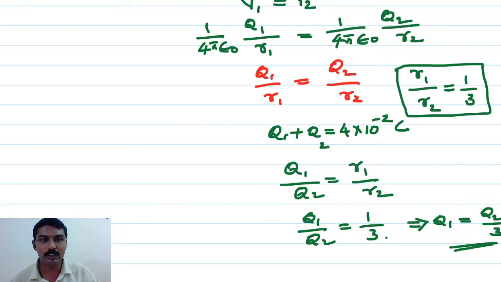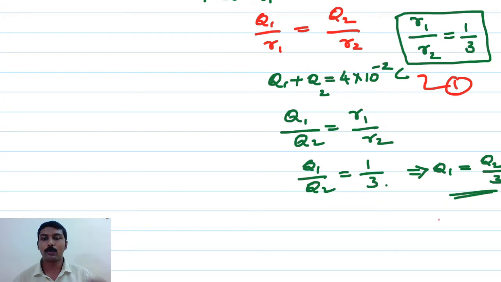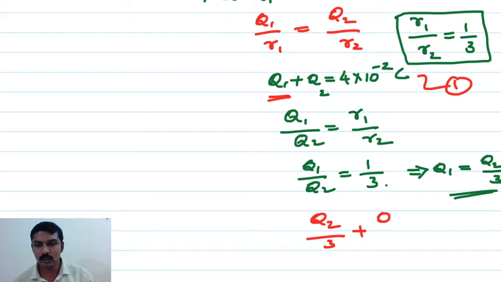So let's call this equation number 2. Where is equation number 1? Definitely this is equation number 1. Using equations 1 and 2, we can substitute for Q1 in this particular equation, and you will get Q2 divided by 3 plus Q2 equal to 4 into 10 power minus 2 coulomb.